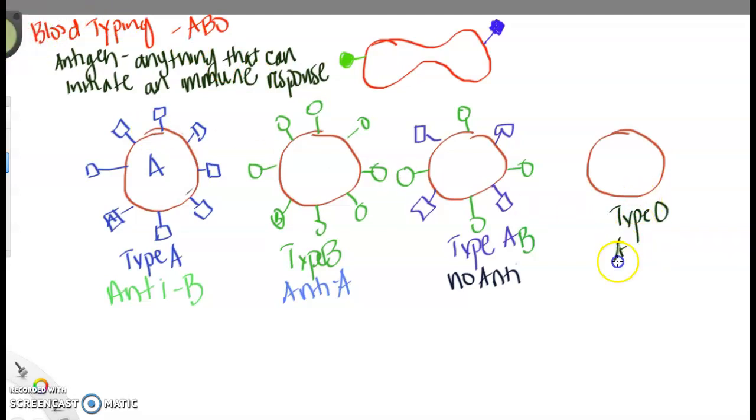So they have anti-B and they have anti-A as well. So they have antibodies for both. So if they get type A blood, they're going to reject it. If they get type B blood, they're going to reject it. They're always going to have type O.